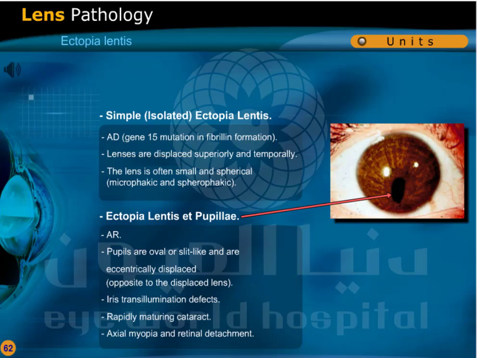Ectopia lentis et pupillae is an autosomal recessive disorder. Pupils are oval or slit-like and are eccentrically displaced, opposite to the displaced lens. Iris transillumination defects are present. Rapidly maturing cataract, axial myopia, and retinal detachment are also present.